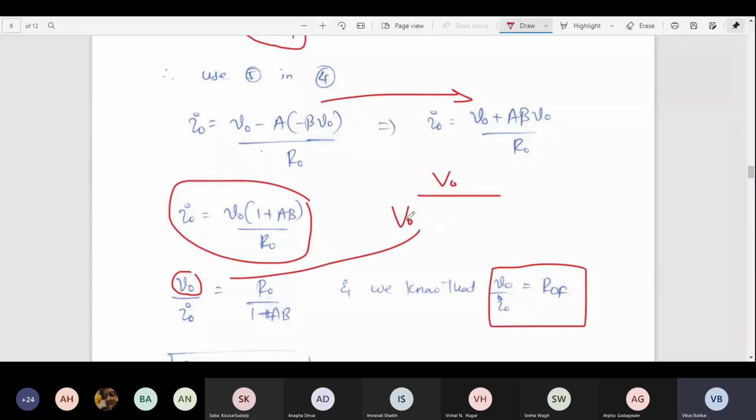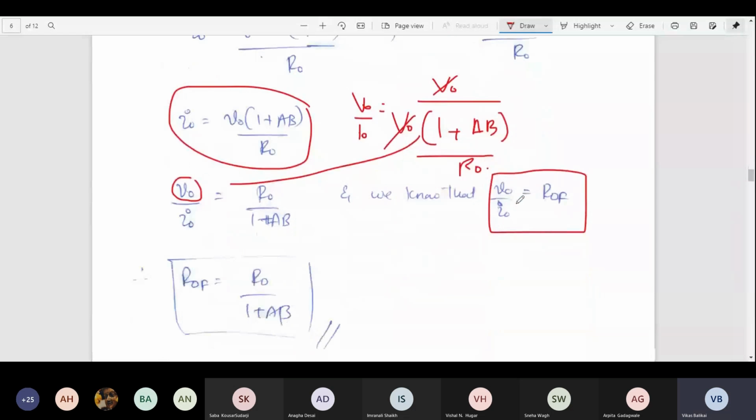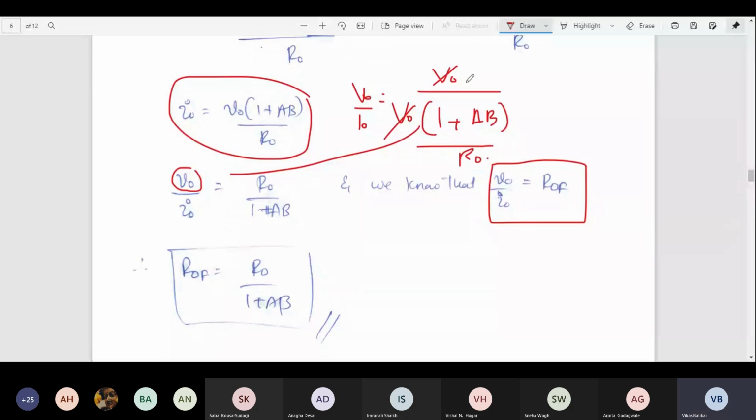So that will be V naught multiplied by 1 plus A beta, whole divided by R naught. So that is your V naught upon I naught, and V naught cancels. So what am I going to get? This goes up, so I'm going to get V naught upon I naught as R naught divided by 1 plus A times beta. So this is the equation I'm going to get.